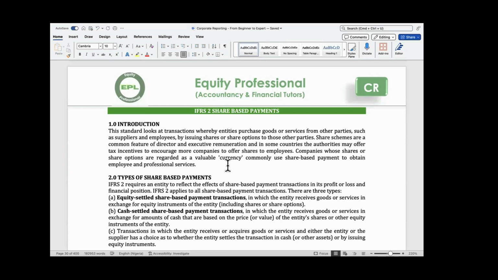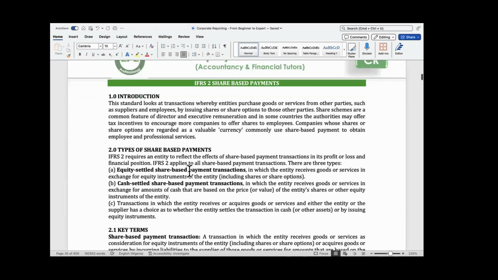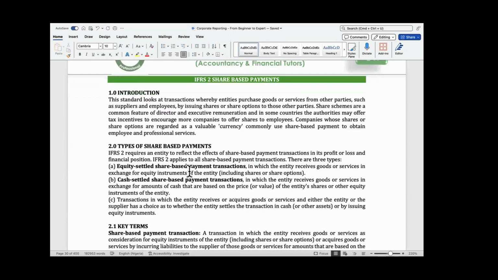Now, we then looked at the different types of share-based payments that we could have. We looked at equity settled share-based payment transactions. We looked at the cash settled share-based payment transactions. And we looked at the one where either the supplier or the entity has a choice on whether it should be equity settled or cash settled.